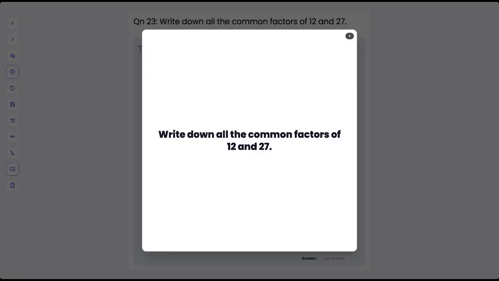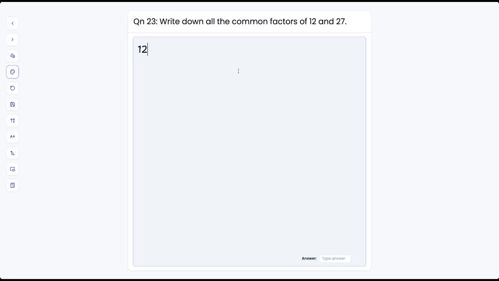Question 23. Write down all the common factors of 12 and 27. Okay, so let's write the different multiples of 12. So 1 times 12, 2 times 6, 3 times 4, not 5, 4 times 3, 6 times 2, and then 12 times 1. Okay, so that's it. Let's go for 27.